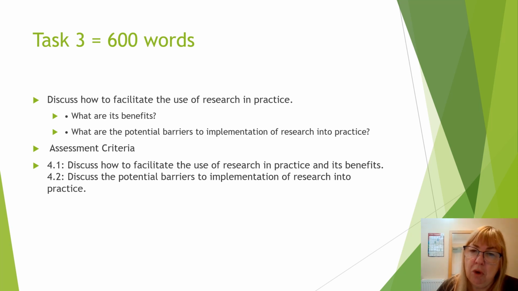So we've got the 3 models there, or we've got the approaches before, the overview, the practitioner, the excellence model, those sorts of things. You need to work it out. You've only got 600 words. 4.2, discuss the potential barriers. So don't forget to go back to my few slides about barriers.